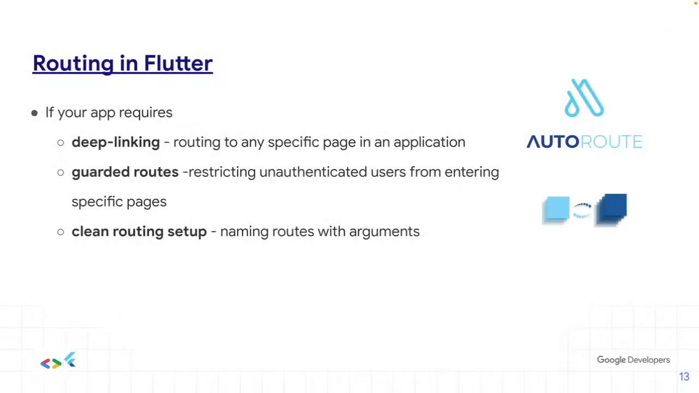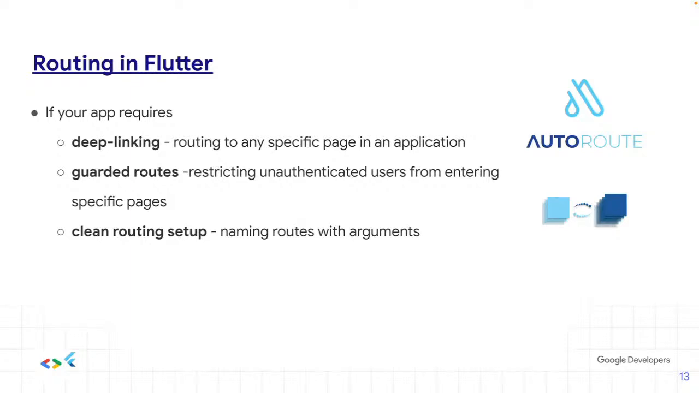So let me talk a little bit about AutoRoute. Now, the reason why I like to use AutoRoute in bigger applications is because it supports deep linking. That means I can go from one screen to the 10th screen in a row. So this is something I can do.